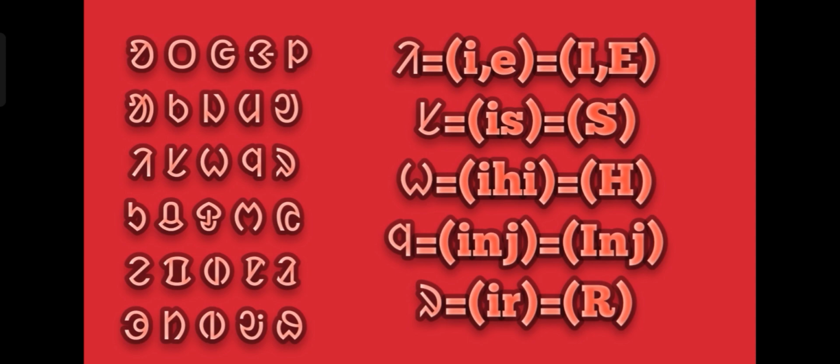E is E in ear, which is used in Santali language E, that is used in English language I. And E, which is used in Santali language is, that is used in English language S. Which is used in Santali language E, that is used in English language H. Which is used in Santali language in, that is used in English language in, INJ. Which is used in Santali language ir, that is used in English language r.